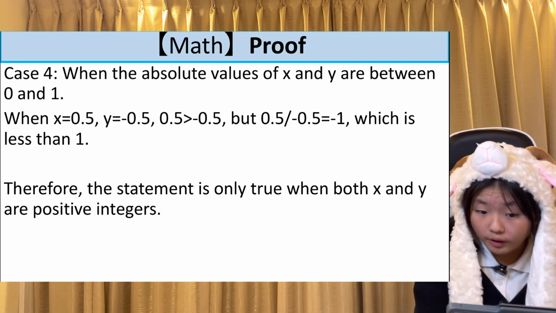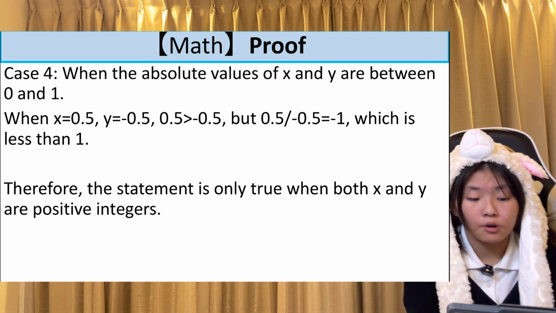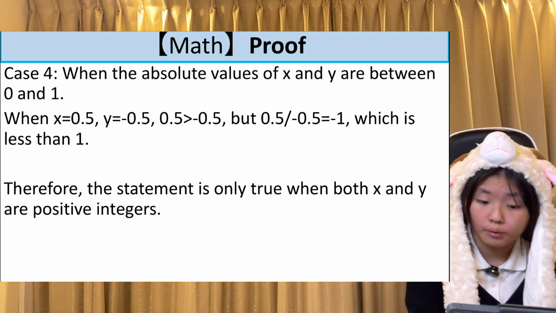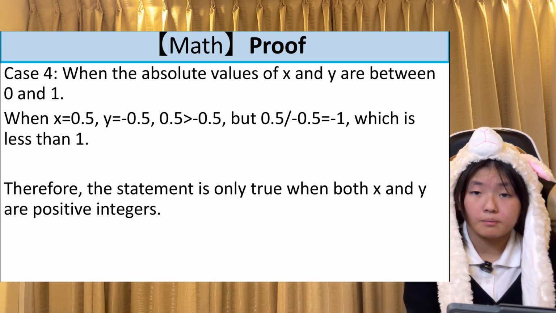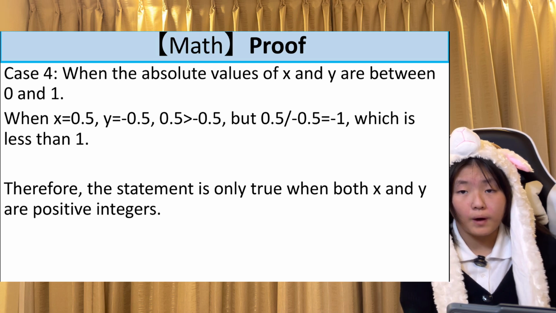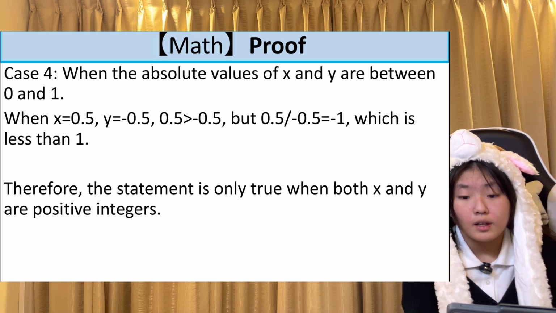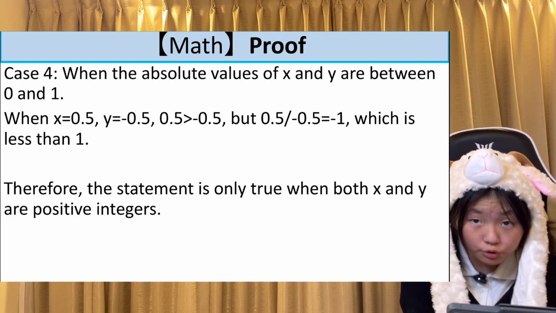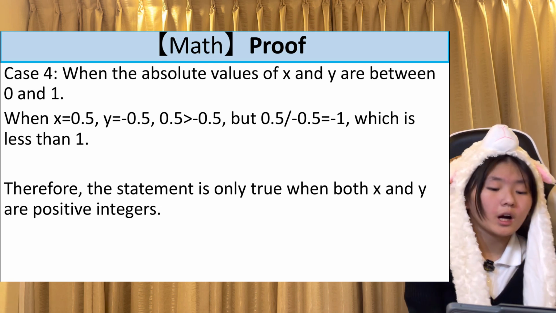But in case 4, the values of x and y are between 0 and 1. When x equals 0.5 and y equals minus 0.5, then 0.5 is bigger than minus 0.5. But 0.5 over minus 0.5 is minus 1, which is less than 1. Therefore, the statement is only true when both x and y are positive integers.